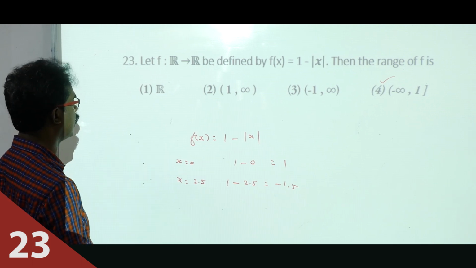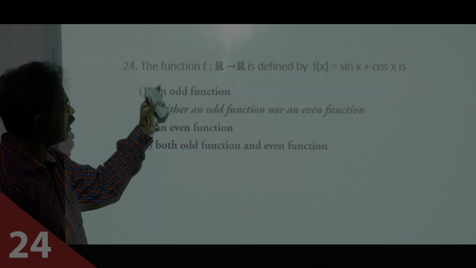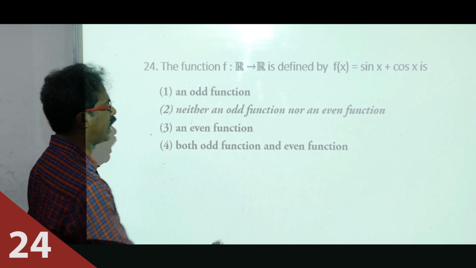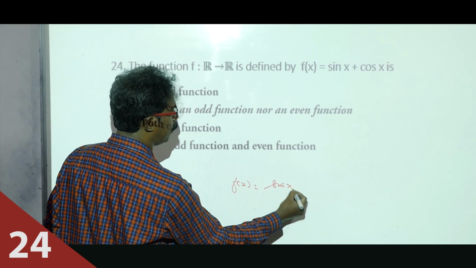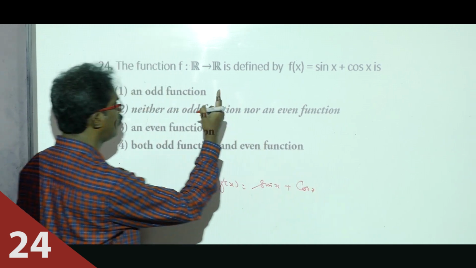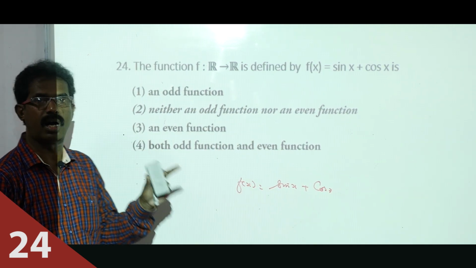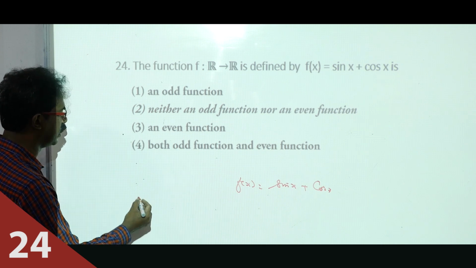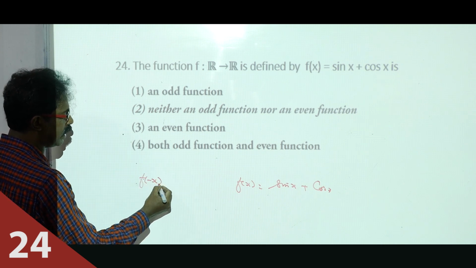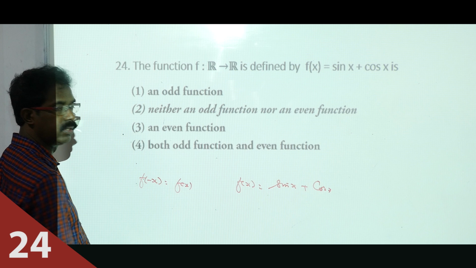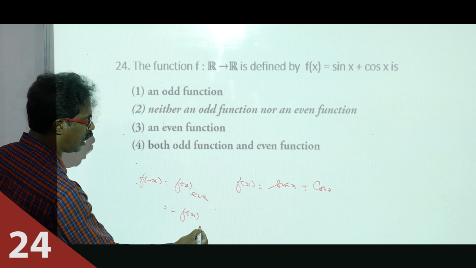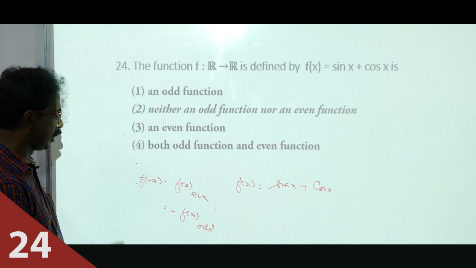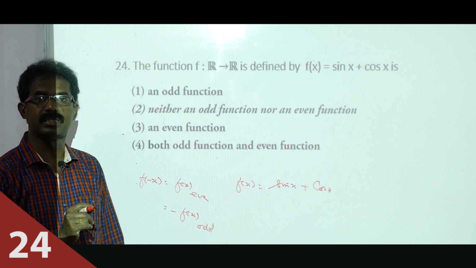Now let us go for the next question, sum number 24. The function f of x is defined like this, sin x plus cos x. We have to check whether f of x is odd or even. You know what is odd function, even function. You find f of minus x. If it is f of x itself, we say it is even. If it is minus f of x, the function is odd.